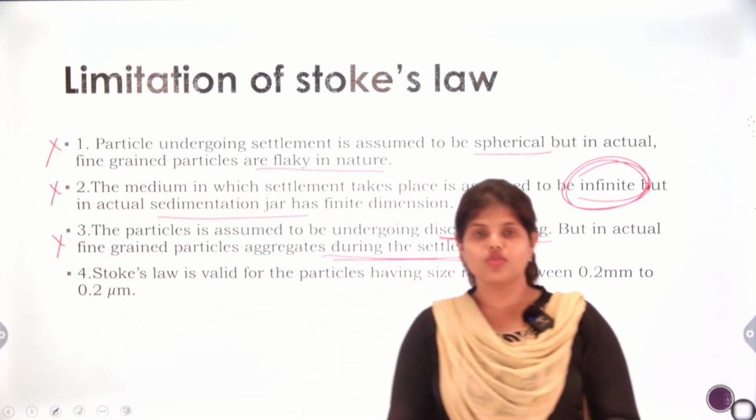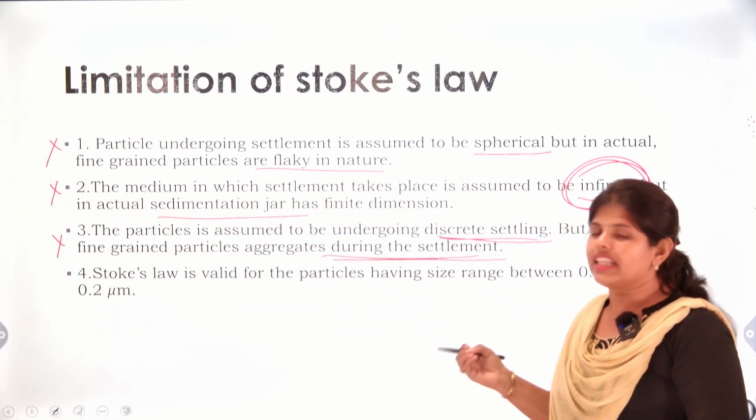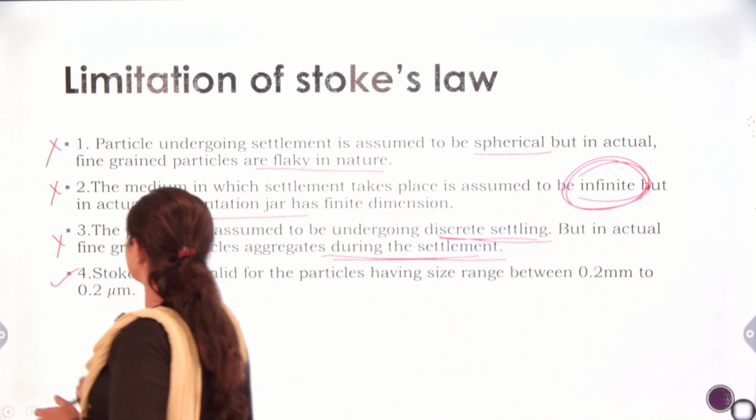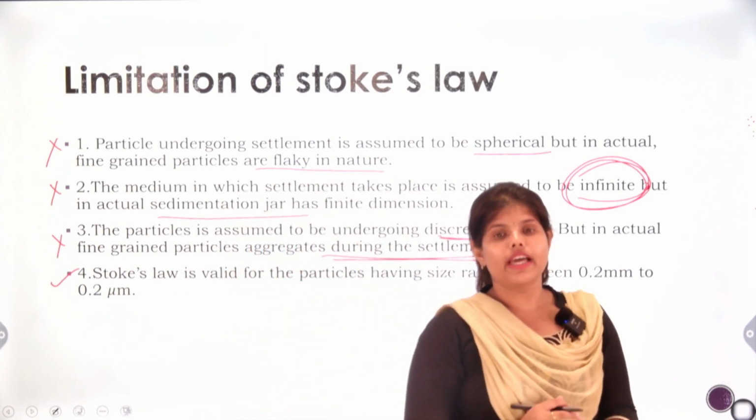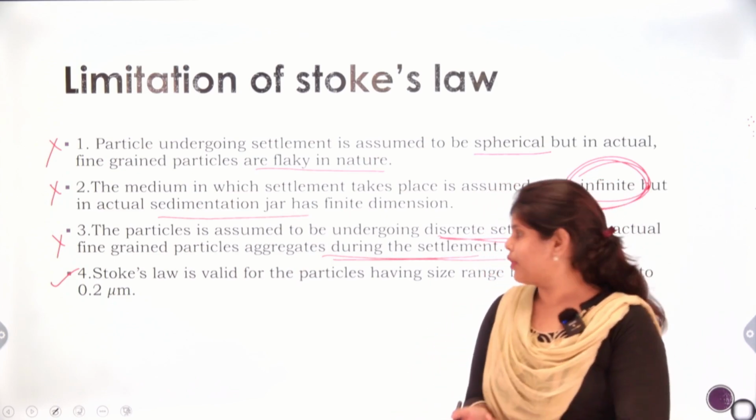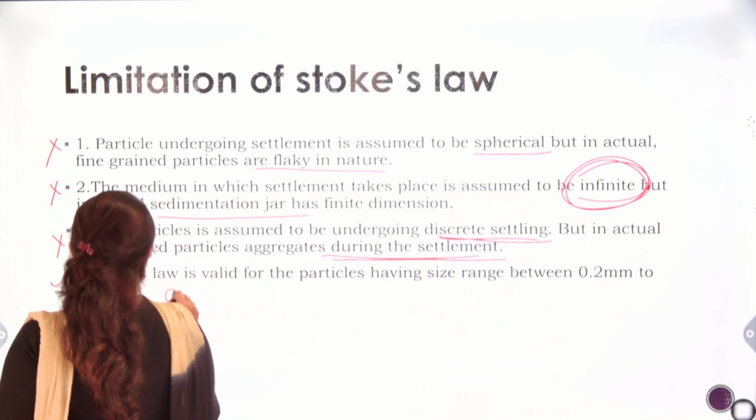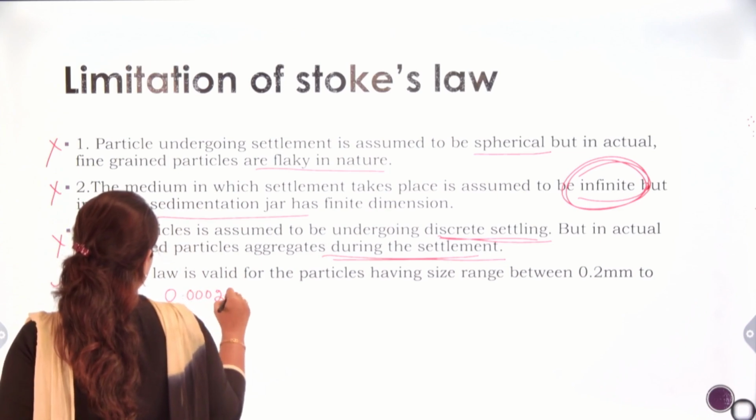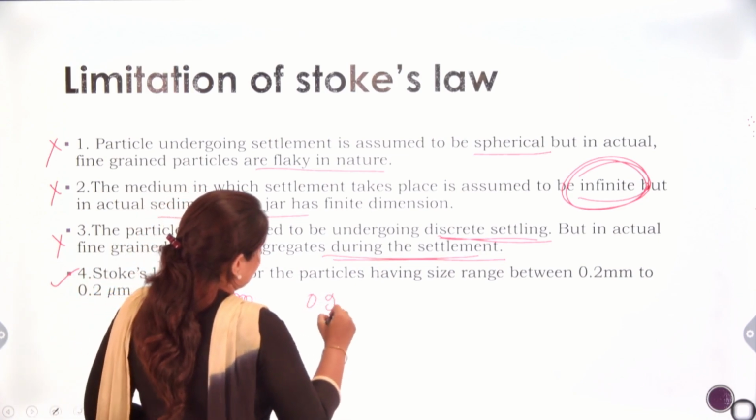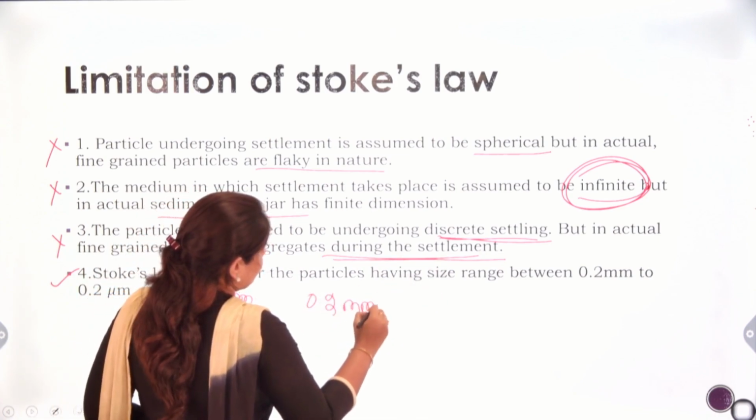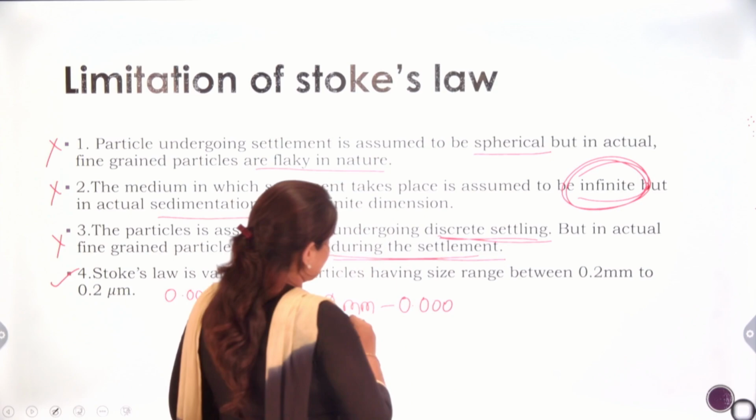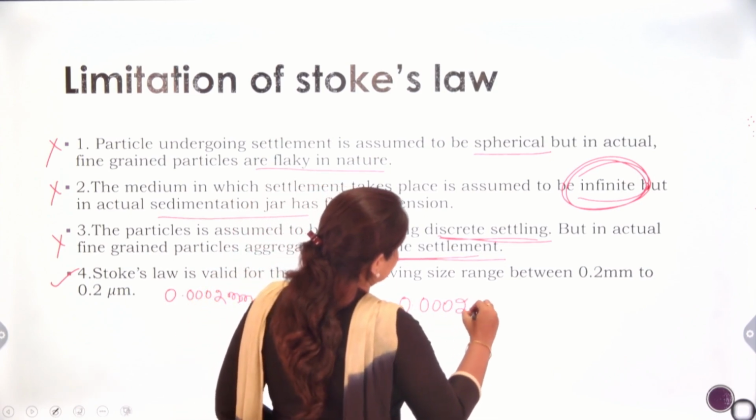So all the assumptions we take in case of Stokes' law are going to be a little bit wrong, right? So Stokes' law is valid for particles having size range between 0.2 mm to 0.2 micrometer. That will also be 0.0002 mm. That means the particle size should lie between 0.2 mm and 0.0002 mm.